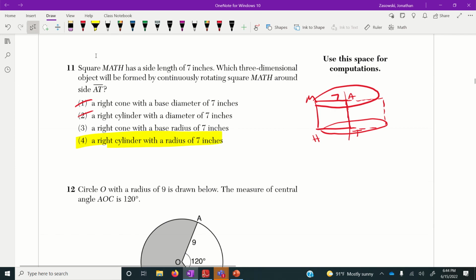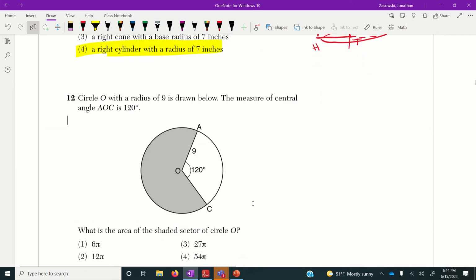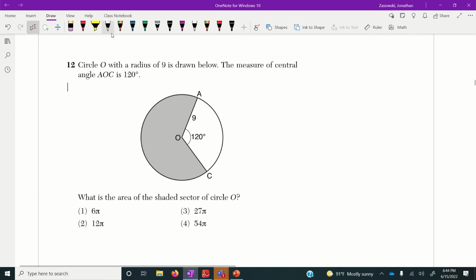Number 12 is next. Once again, we have the measure of the central angle is 120. The area of the shaded sector. So since we're doing the area of the shaded sector, we want to talk about that angle over here. So that's going to be 240. And then we're going to do, remember, the area over pi r squared, the area of the circle. So area of the sector over the area of the circle equals the angle of the sector over the angle of the whole circle, which is 360.